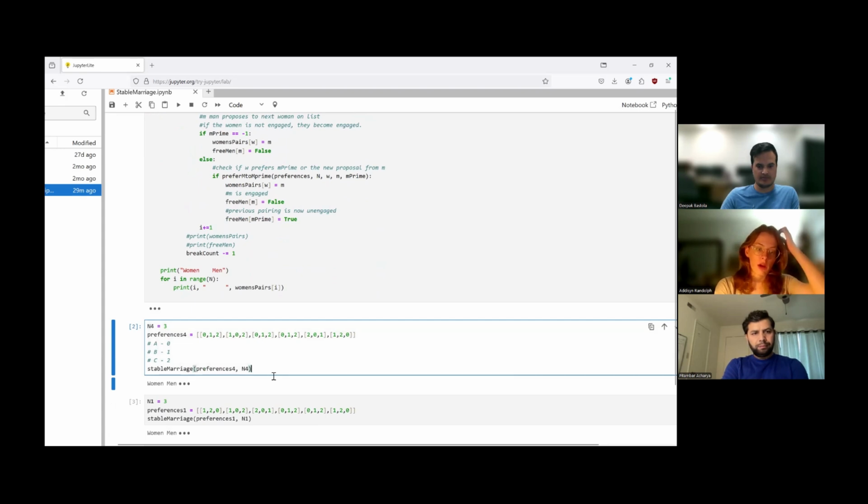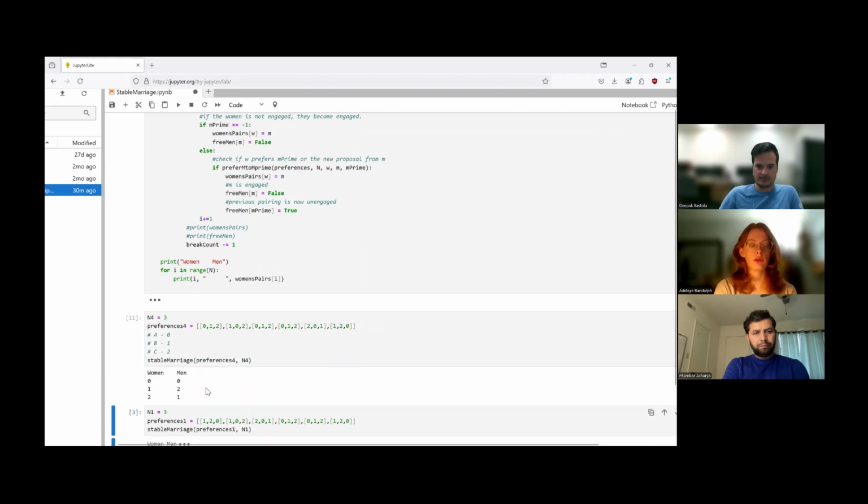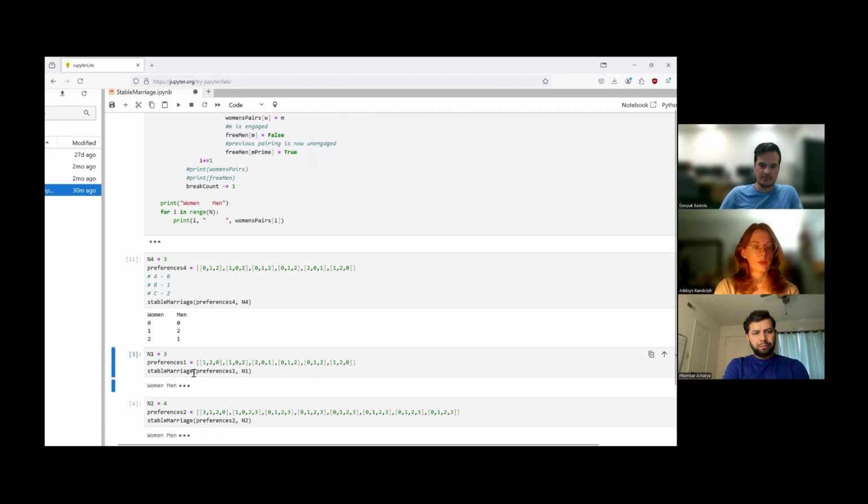So here's the code I wrote up for the example I went through. In this case, since I had to label them with numbers, A is 0, B is 1, C is 2. So this is like Alice, Bailey, and Caitlin. And if we just run this, these will be our matches. So Alice and Adam got matched. Bailey got matched to Chris, and Caitlin got matched to Barry, which is what we had when we worked through it step by step.